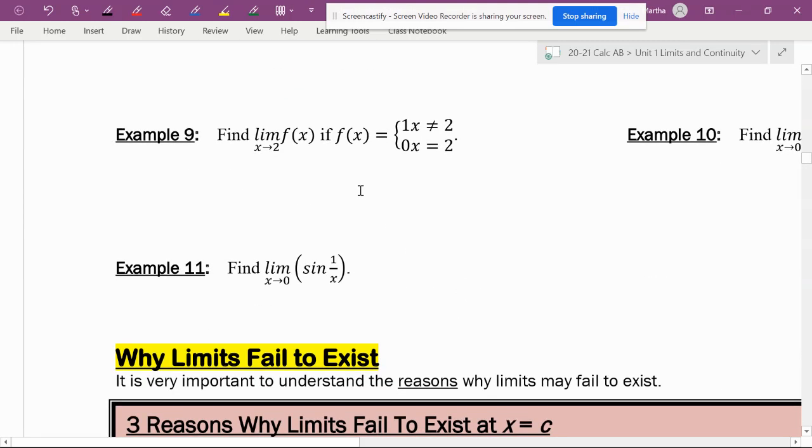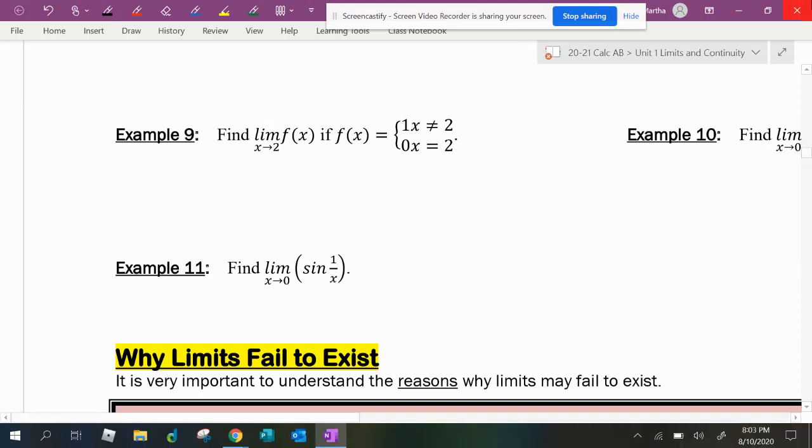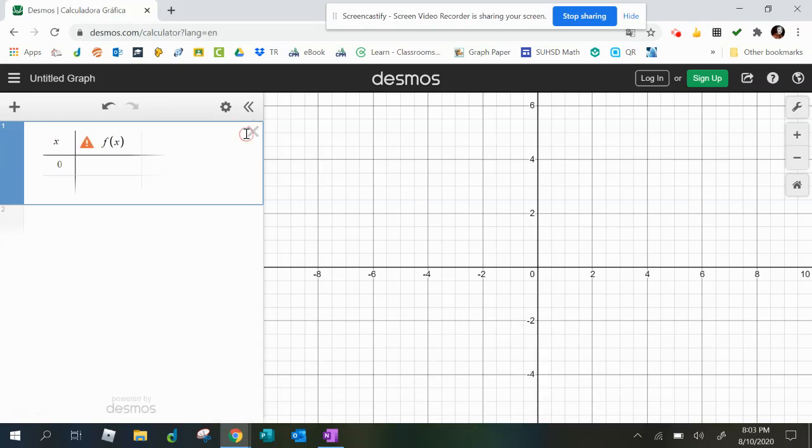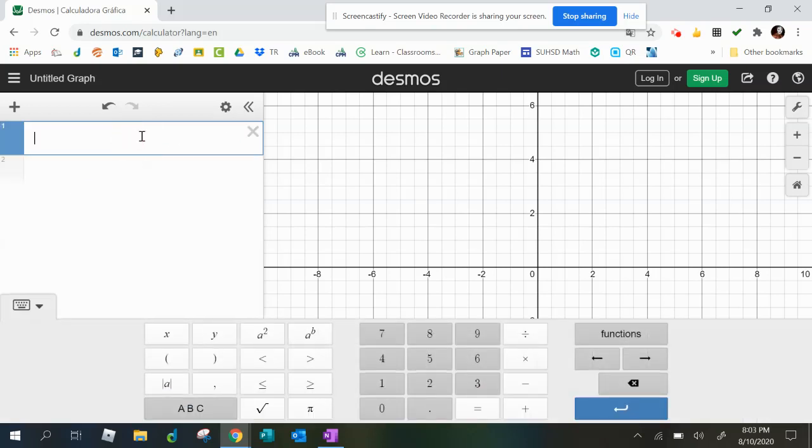And now let's look at example 9. Find the limit as x approaches 2 of f of x, if f of x is equal to 1 when x does not equal 2, and f of x equals 0 when x equals positive 2. It's kind of confusing because the computer types it in together here. But if you go to Desmos, it is kind of like a piecewise function, but it just has a hole.